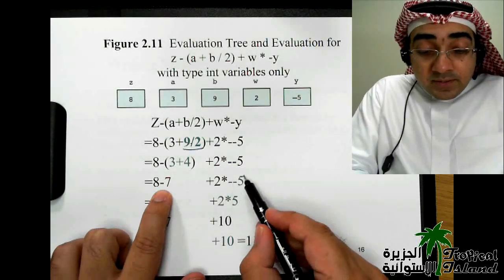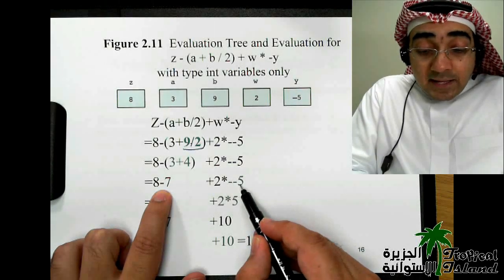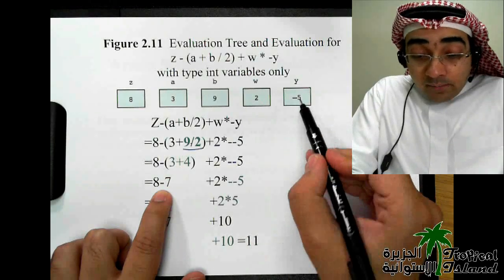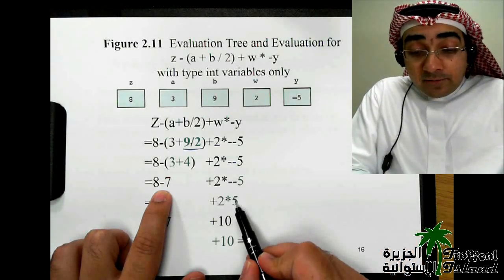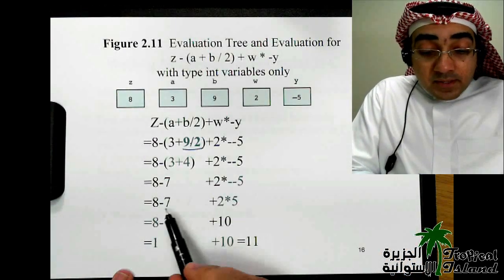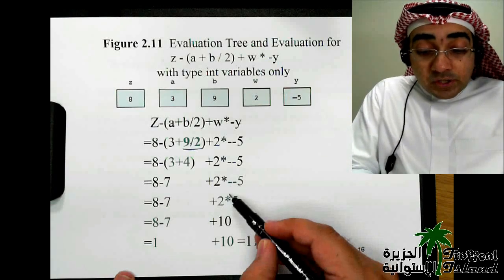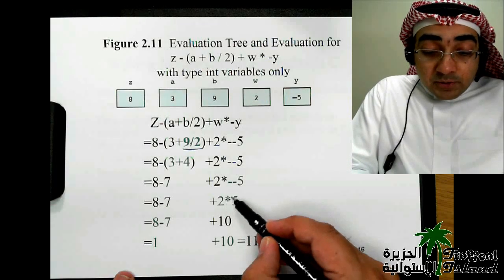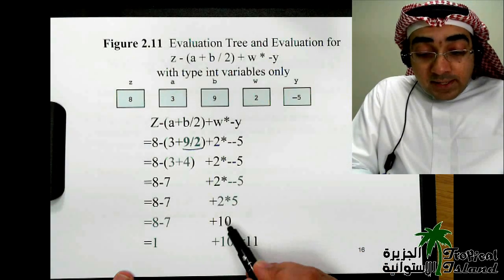What's the order of precedence? It's the negation. So we negate whatever is in y. What's in y? Minus 5. If we negate it, it becomes 5. Okay, then we have this expression, and then we have to do the multiplication. So we multiply and we get a 10.